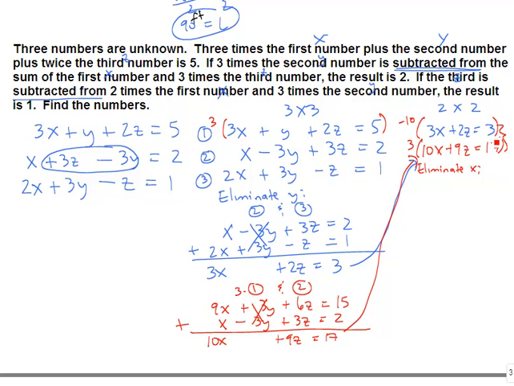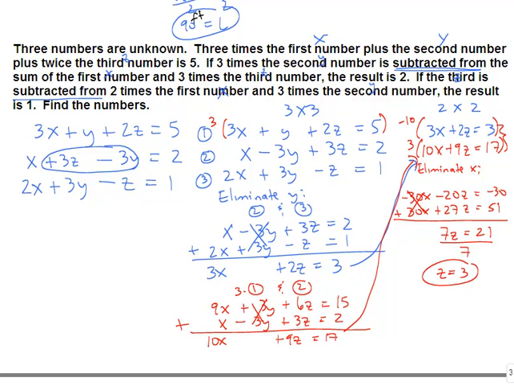So this new top equation, when I multiply by negative 10, becomes negative 30x minus 20z equals negative 30. If I multiply the bottom equation by 3, I get 30x plus 27z equals 51. Now when I add down, the x's cancel out. Negative 20 plus 27 is 7z. 51 minus 30 is 21. And if I divide by 7, we get z equals 3.